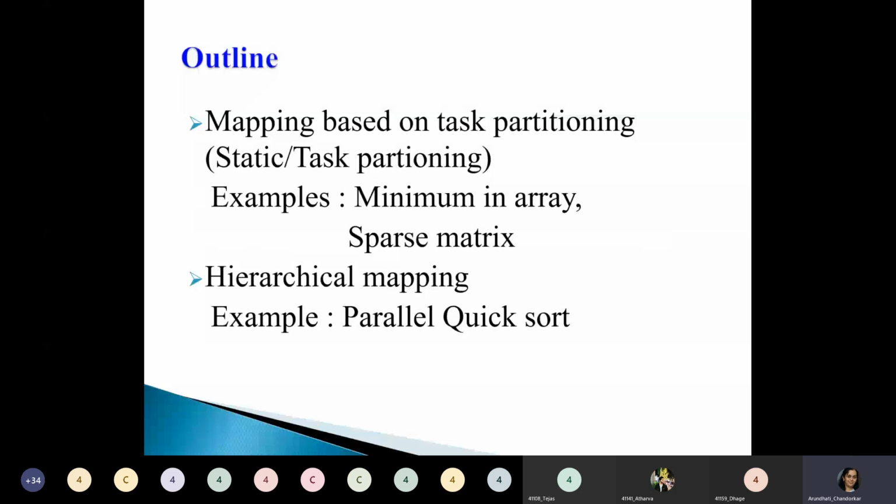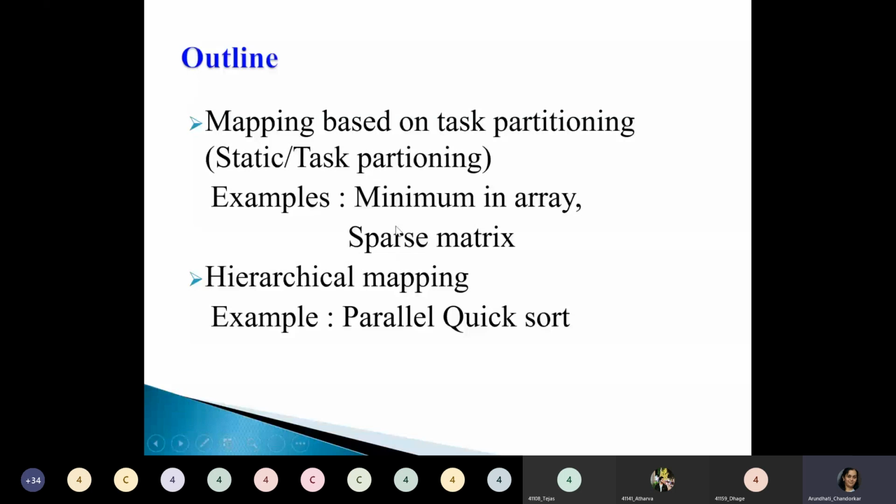Yeah, as per the outline, the next two categories under static mapping are based on task partitioning. This category is called mapping based on task partitioning. It is a static mapping and the name of the category is task partitioning. Internally it uses a task dependency graph.